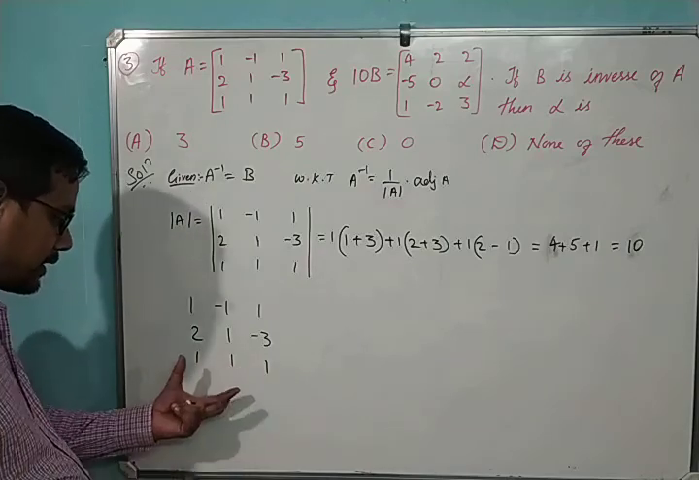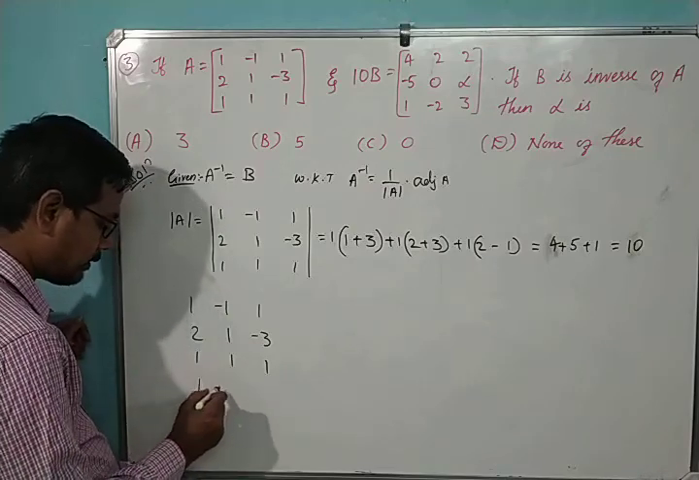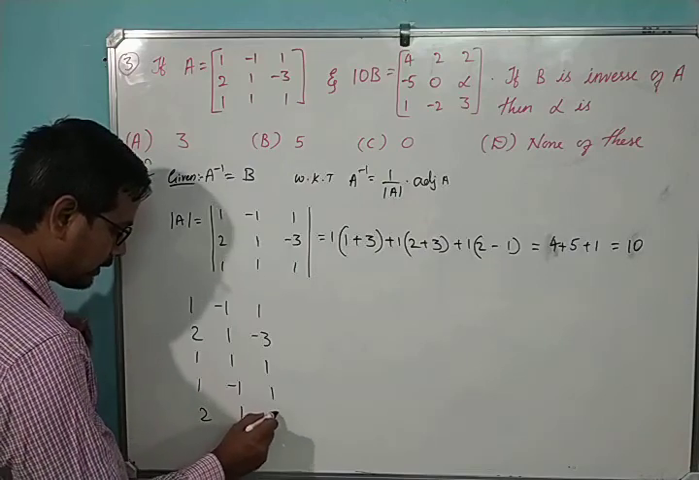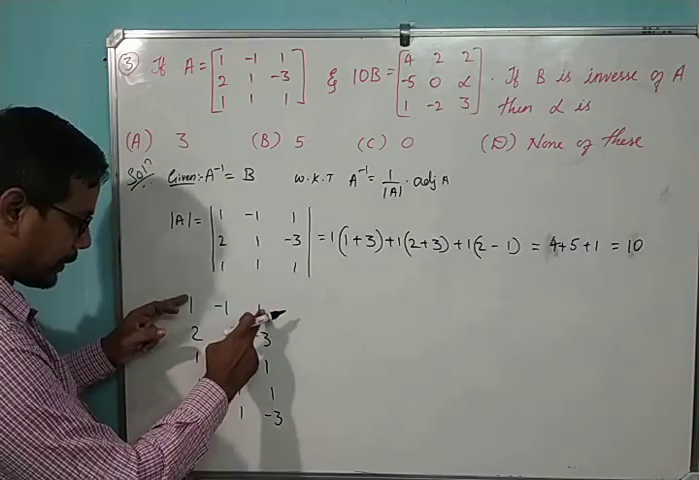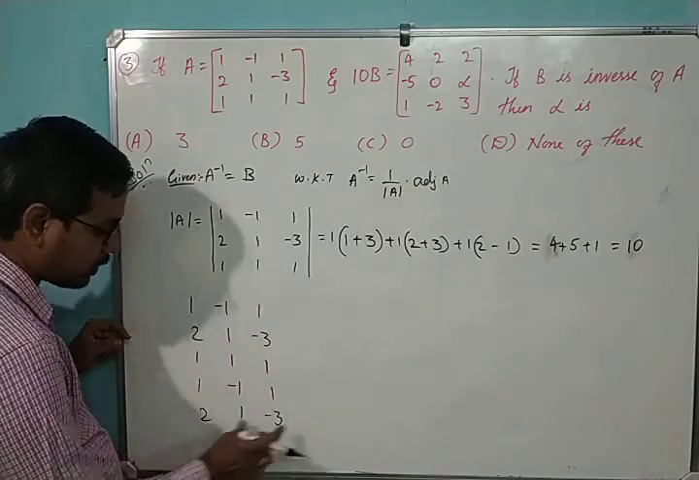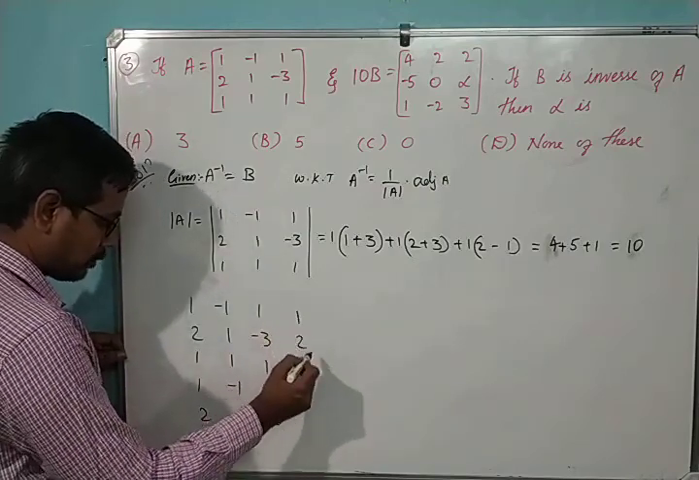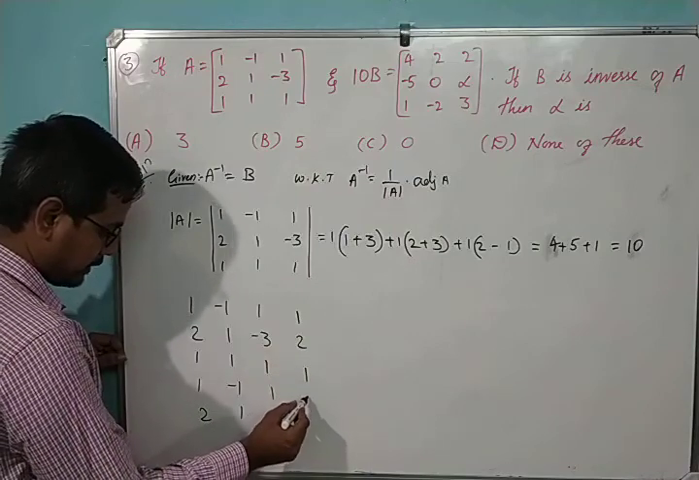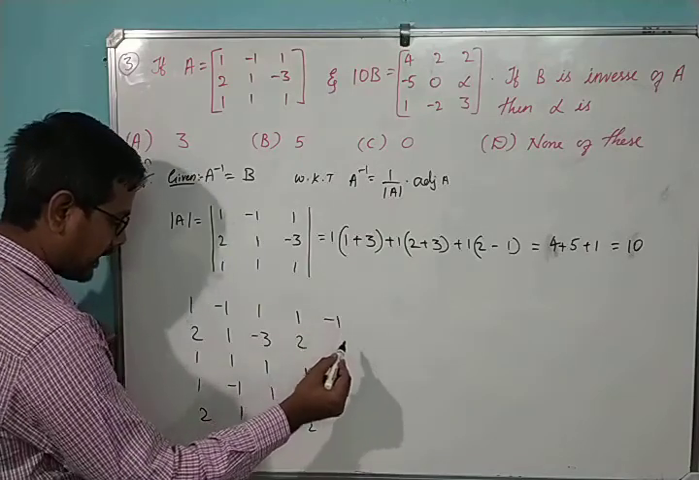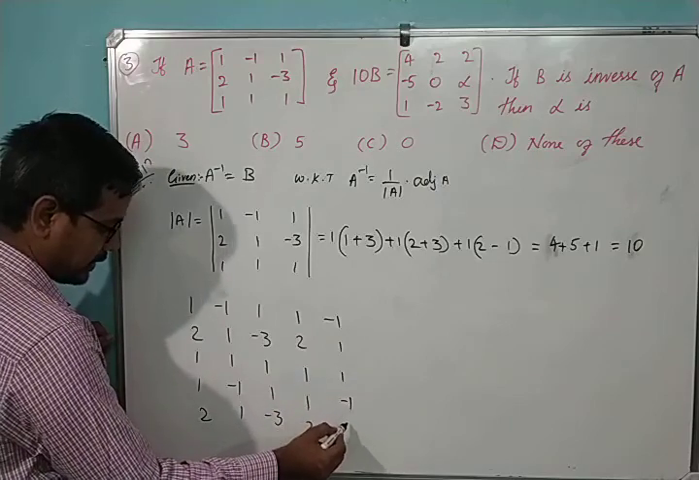So now this is matrix A, right? Now repeat the first two rows here. 1 minus 1, 1, 2, 1 minus 3, right? We have repeated the first two rows here. Then repeat these two columns here. So that is 1, 2, 1, 1, 2. This is the first column. Second column is minus 1, 1, 1, minus 1, 1.